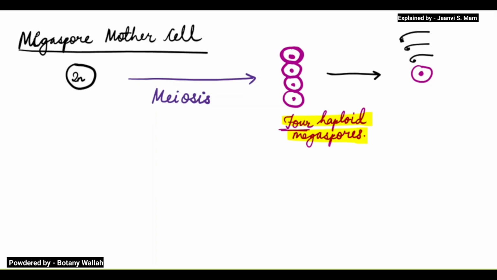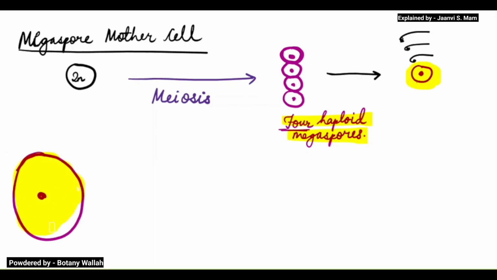Let's go forward. Now what will happen? There is only one megaspore. So I will speak about the megaspore here. Suppose this is the megaspore which you have taken. This is just a zoomed version of this cell, which I will mark.